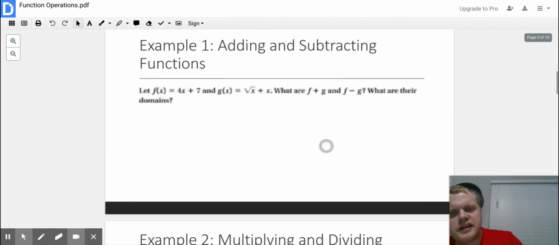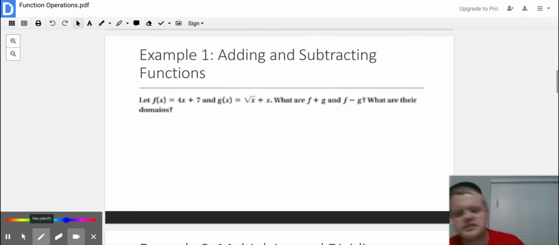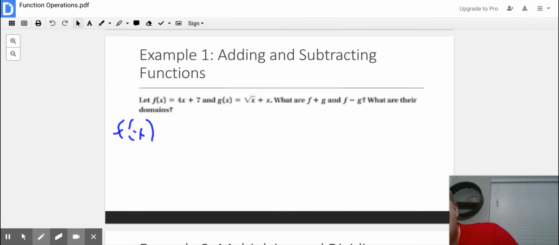All right, first one we're looking at is adding and subtracting functions here. So let f of x be 4x plus 7 and g of x be the square root of x plus x. What are f plus g and f minus g, and then what are their domains, okay? So our first step, we're going to be doing f of x plus g of x here.